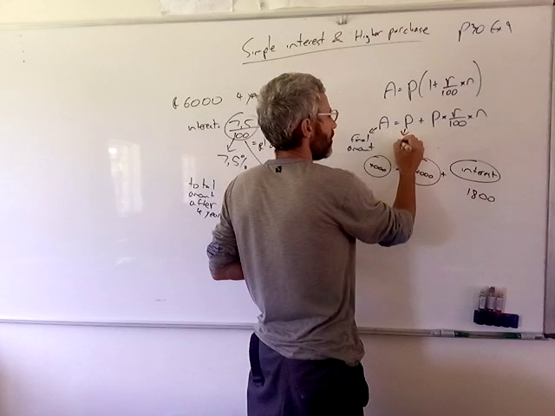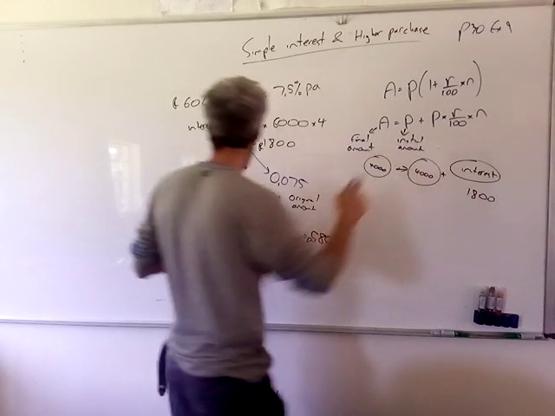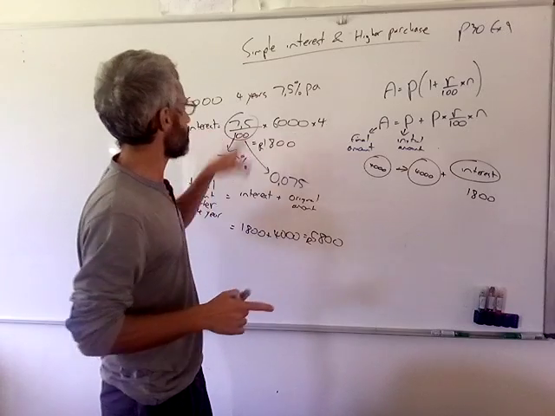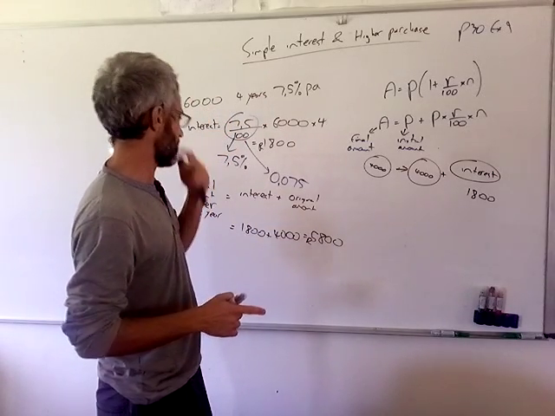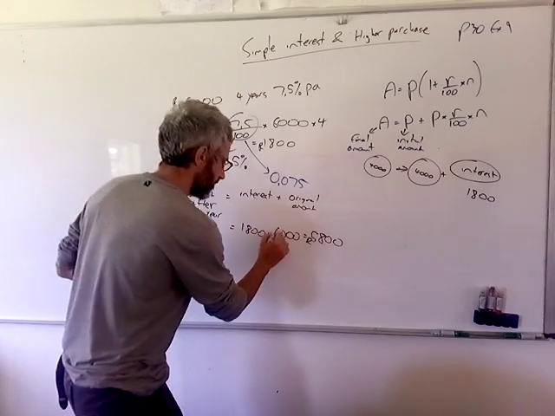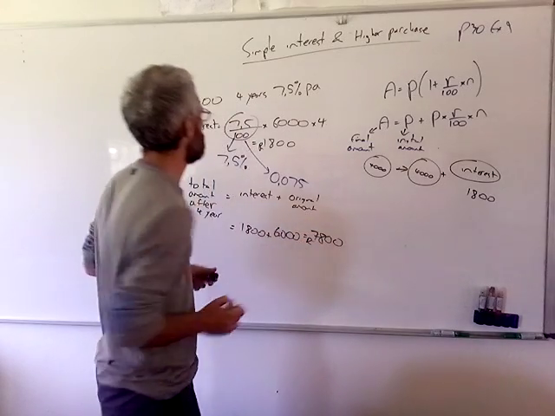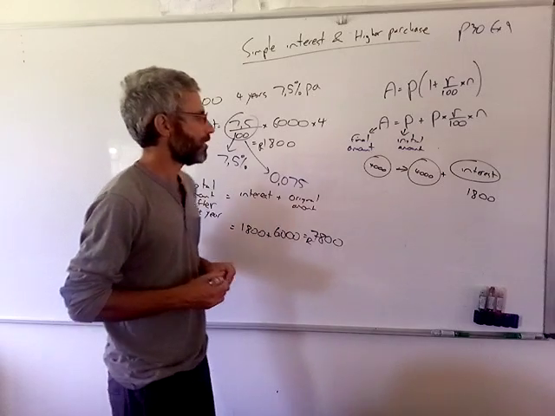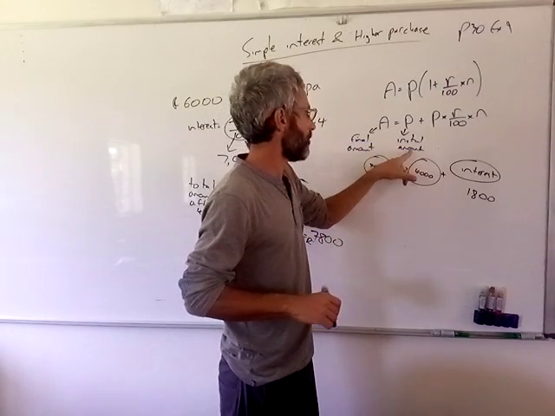P is your initial amount. In this case, the initial amount was 4,000. I made a mistake. It should be 6,000. I keep on making mistakes. So that's 6,000. So it should be 7,800. I did use 6,000. Fine. So the initial amount was 6,000.